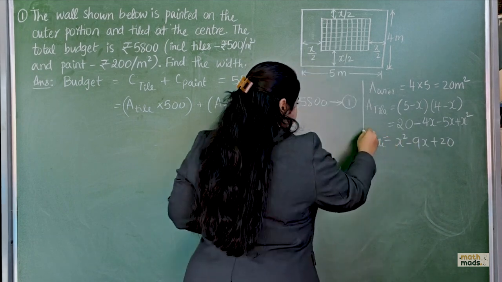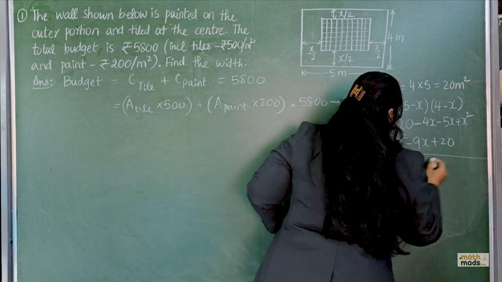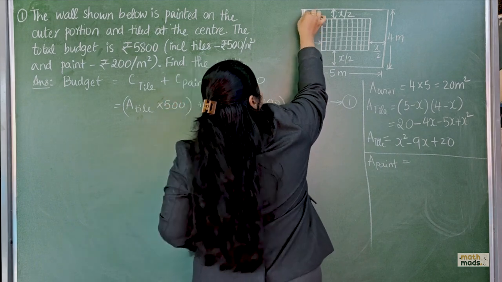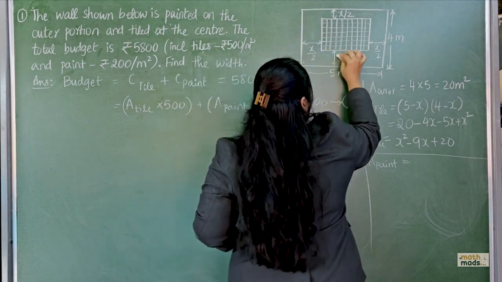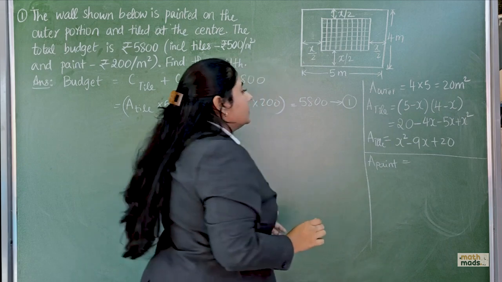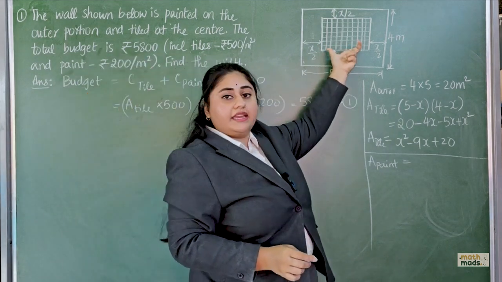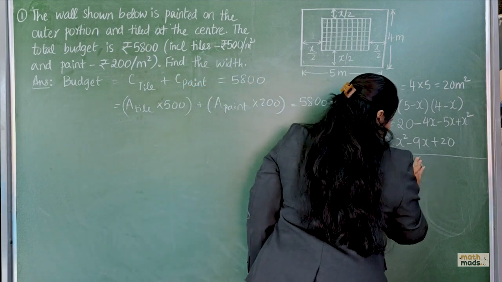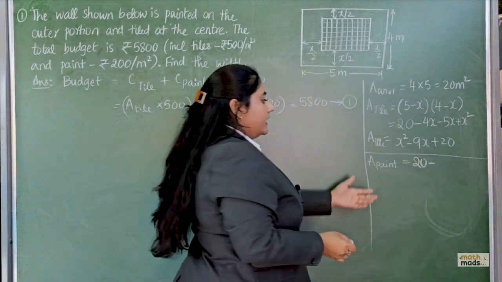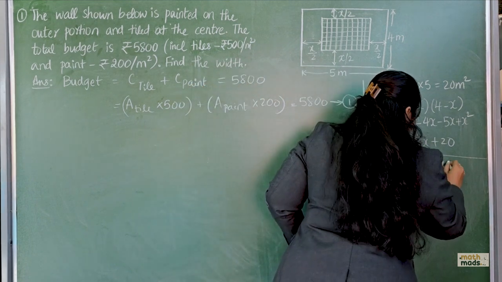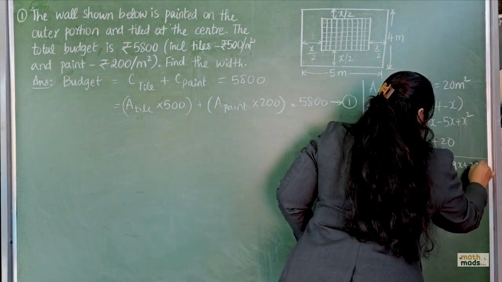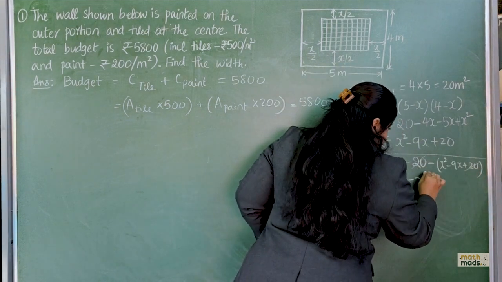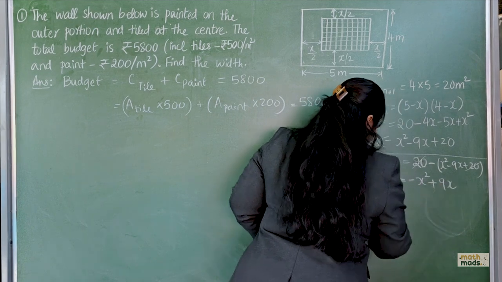Okay. Now I have to find the area where I am painting as well. So where am I painting actually? Look at the figure. So this is the place where I am painting, right? So how will I find this area? This is the area I can get by subtracting the area where I am tiling from the total area. So area painting is equal to total area, that is 20, minus area where I am tiling, that is x square minus 9x plus 20. So that is equal to 20 and 20 gets cancelled. So minus x square plus 9x. So this is where I am painting.